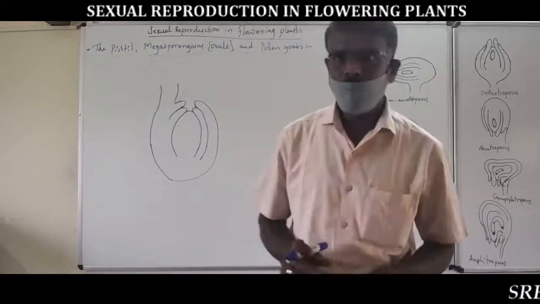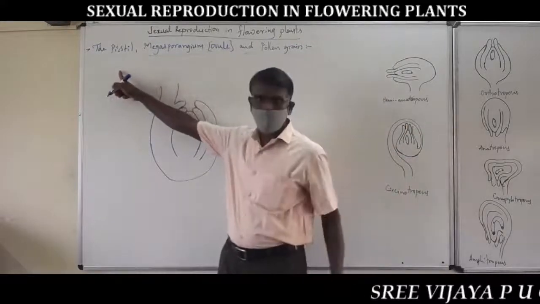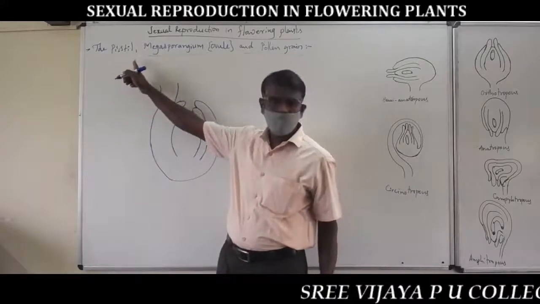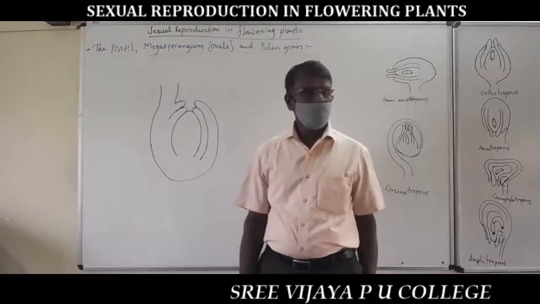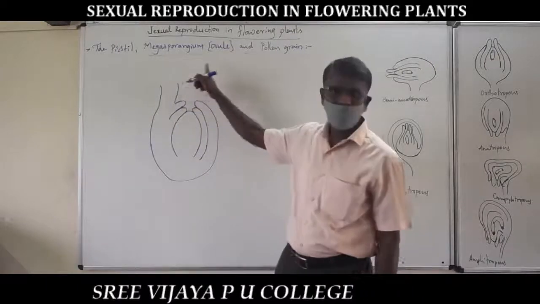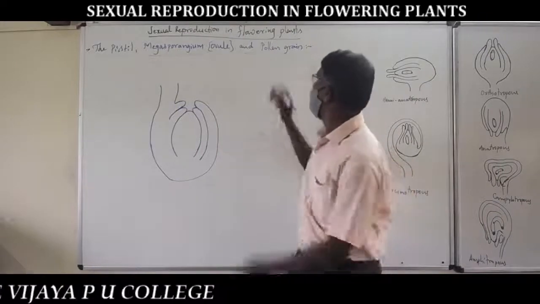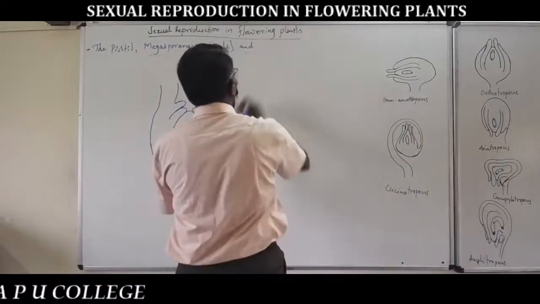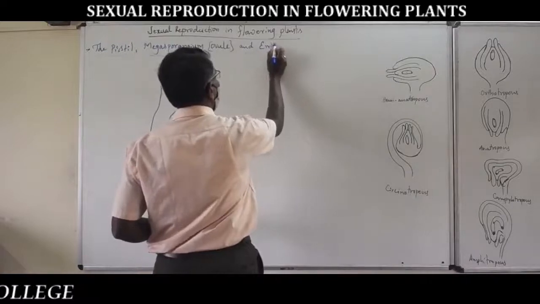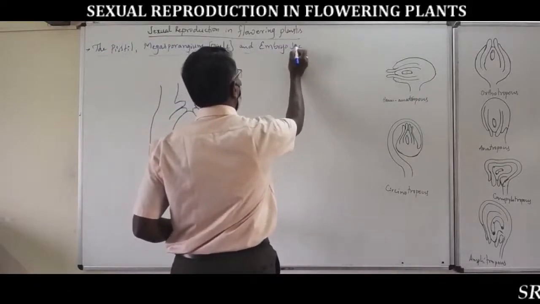So yesterday, our last class, we discussed the pistil, the gynoecium part. The gynoecium consists of pistil, megasporangium, or ovule, and pollen gland. Sorry, embryo sac.